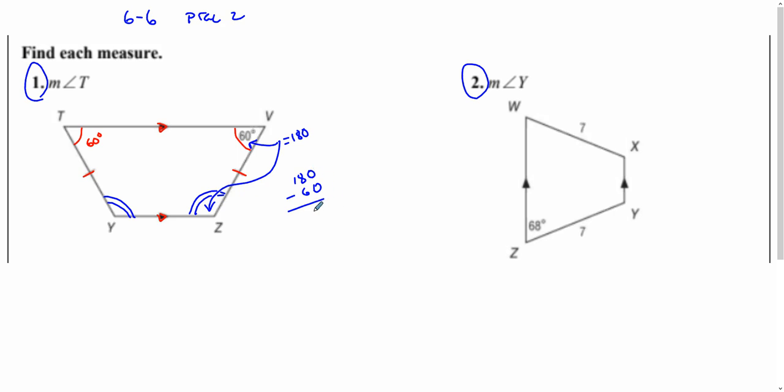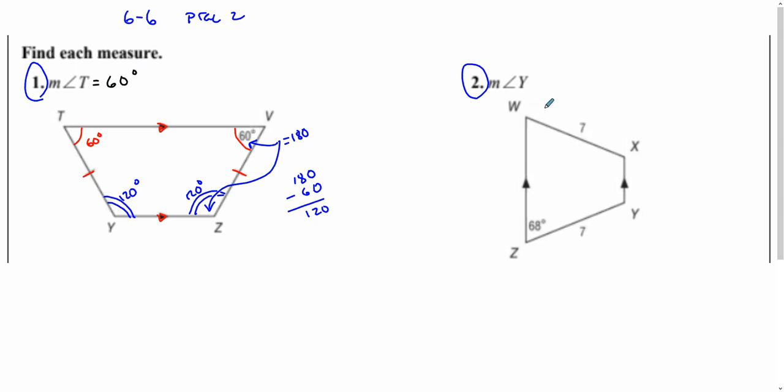So 180 minus 60 is 120. That means that this angle down here is 120 degrees, and so is this one over here. Now the question was only asking for angle T, and I know that I already found that, but I did want you to remember that that's how this works. Angle T, we know, equals 60 degrees.